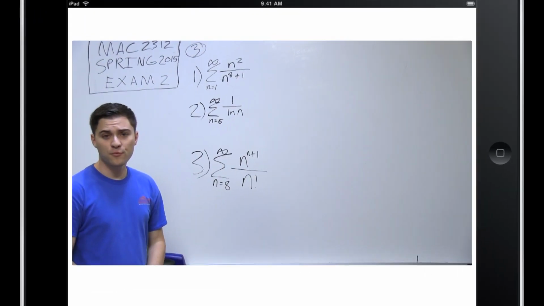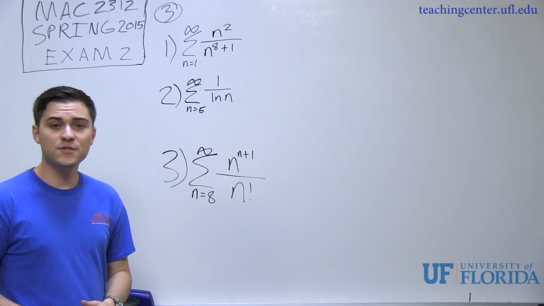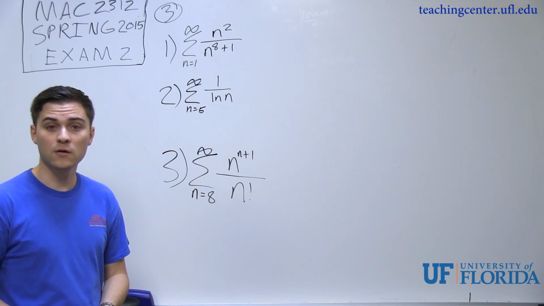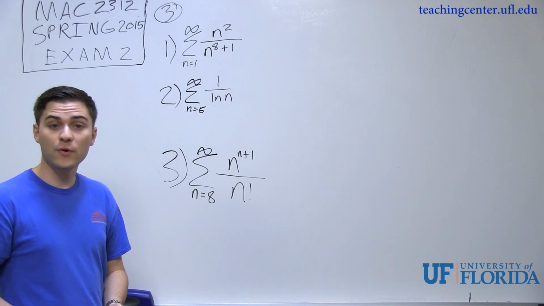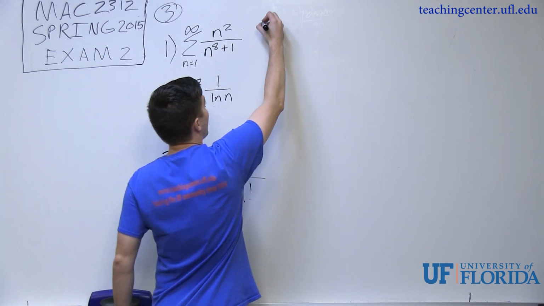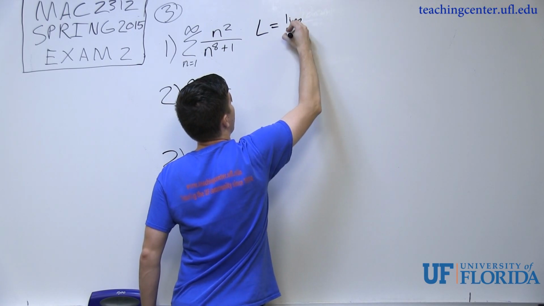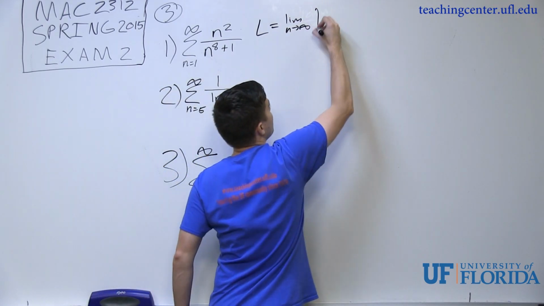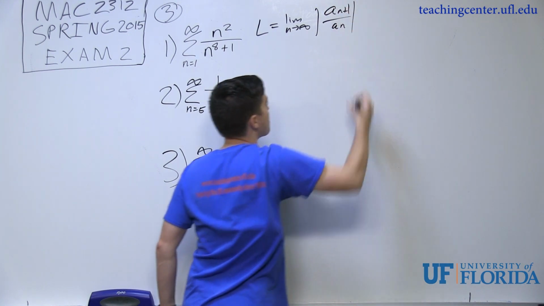So problem number 3 gives us 3 different series, and we need to apply the ratio test to each one of them and figure out if it's convergent, divergent, or inconclusive. So looking at the first one, I'm going to go ahead and apply the ratio test to it. I take the limit L is equal to the limit as n approaches infinity of the absolute value of a sub n plus 1 over a sub n.